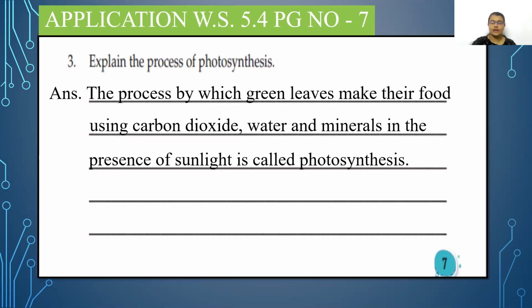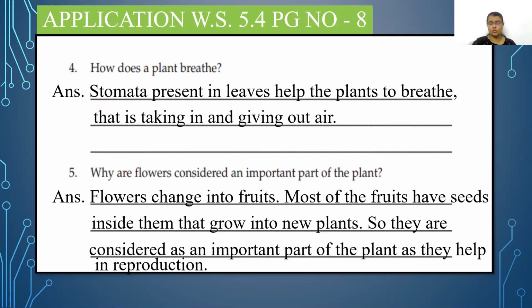Now, third one, explain the process of photosynthesis. The process by which green leaves make their food using carbon dioxide, water, and minerals in the presence of sunlight is called photosynthesis. Fourth one, how does a plant breathe? Stomata present in leaves help the plants to breathe. How are they going to help, children? By taking in and giving out air.